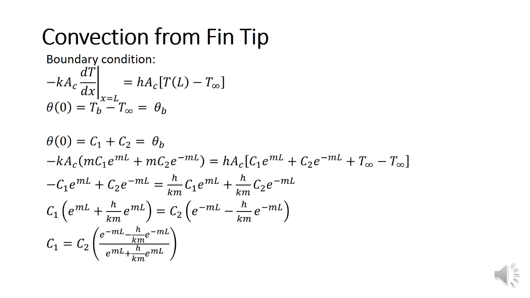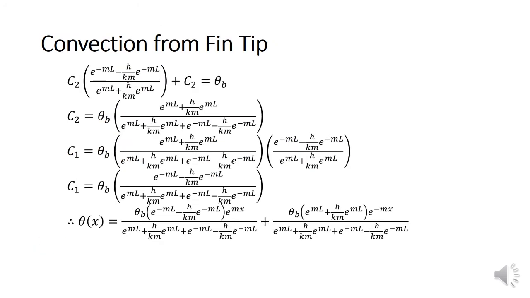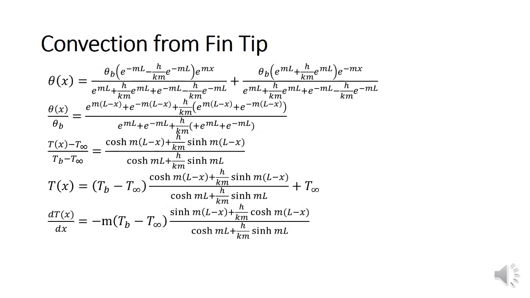The last is the convection from the fin tip, where the boundary condition is negative kA dT/dx at x equals L equals hA (T_L minus T infinity), and the original theta is the same as the others. First we need to find the C1 and C2 values. After getting C1 and C2, we can get the theta x value, and from that we get the T x equation.